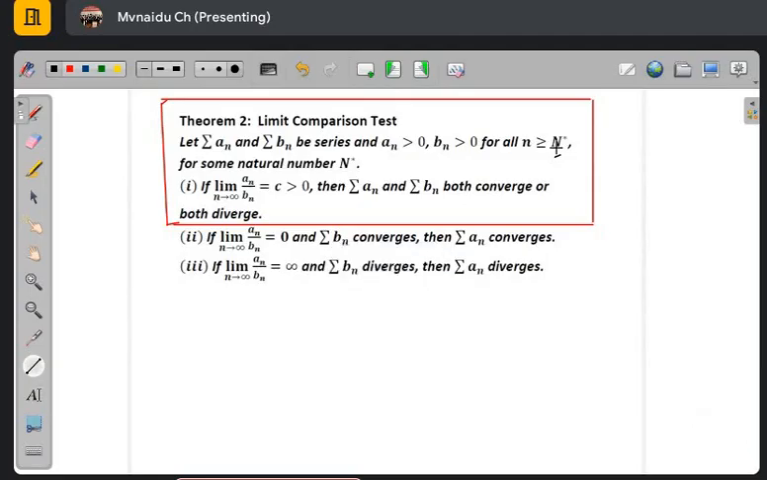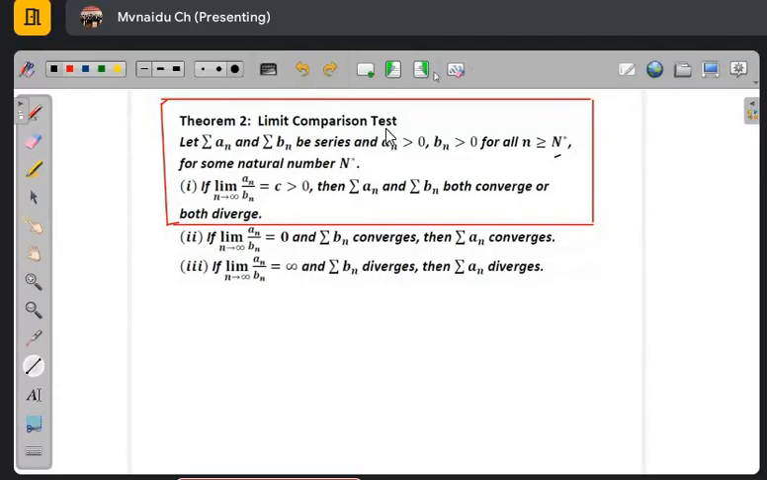And you take the limit of... So if you look at the statement, it says that if the limit of an over bn is a constant which is strictly positive, then summation an and summation bn both converge or both diverge. And both have the same behavior. Okay, so let's try to take some problem here.